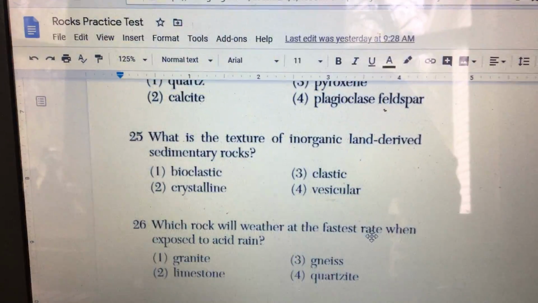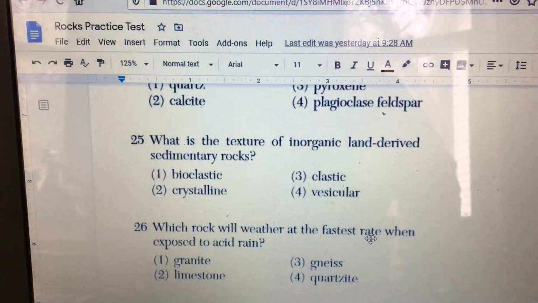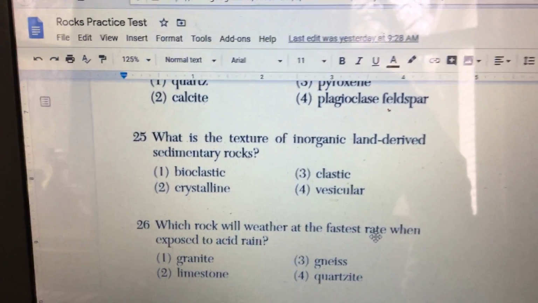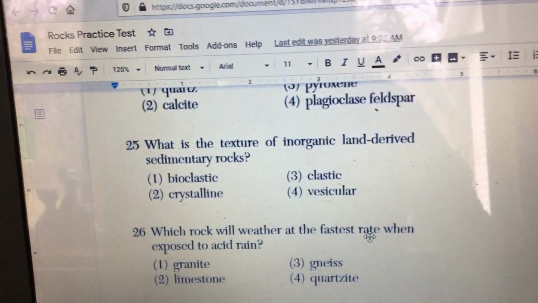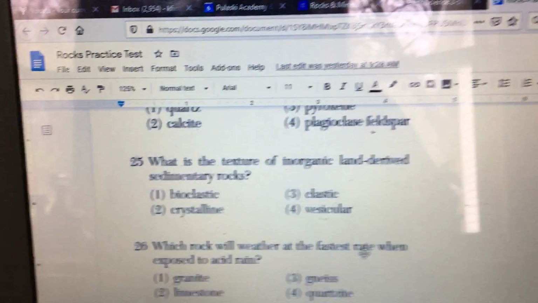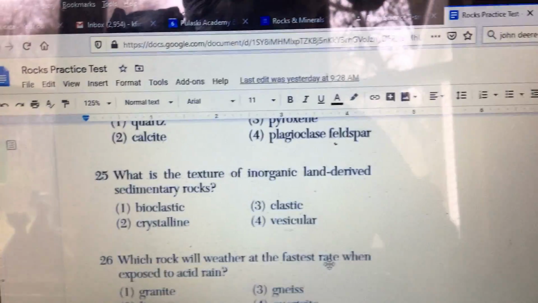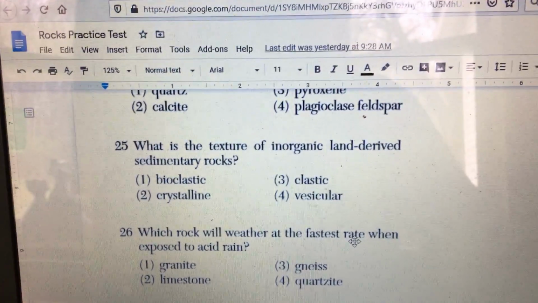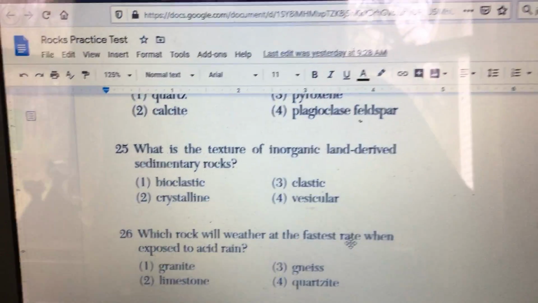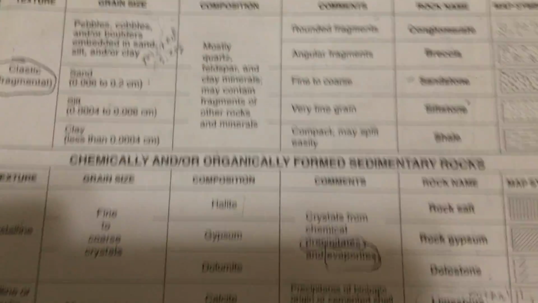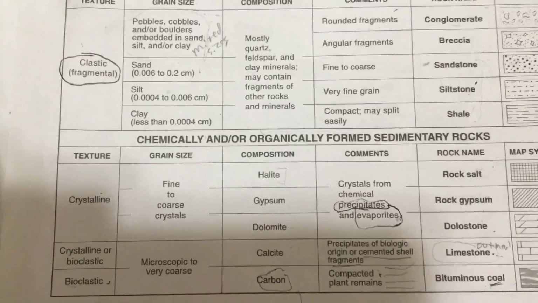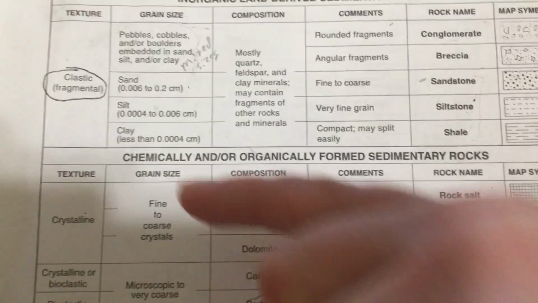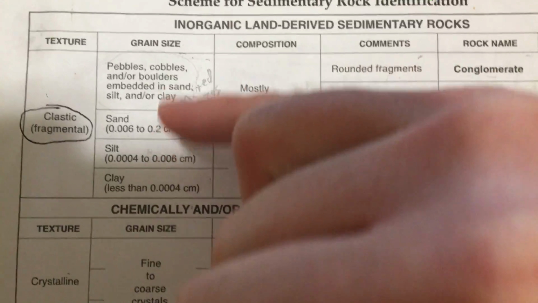What is the texture of inorganic, land-derived sedimentary rocks? That's an interesting question. And again, I've been doing my work. Look at all these vocab words. It's got to be sitting on here somewhere. All right, so if I'm land-derived, I guess maybe that's where the meat of this question is. That's what might be where we get in trouble. It means that it's really made out of bits.